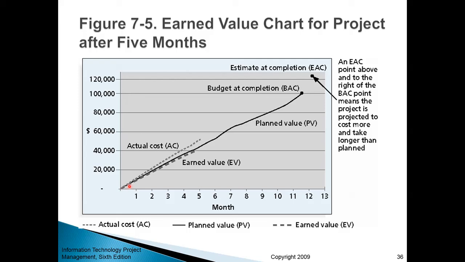Now your actual cost, which is this punctuated line, is actually above planned value, right? So you immediately see that you're exceeding your cost estimates. And your earned value line is slightly below, which means you're running behind schedule, right? So here we see those indicators. You're behind schedule, and also you're exceeding your cost estimate.